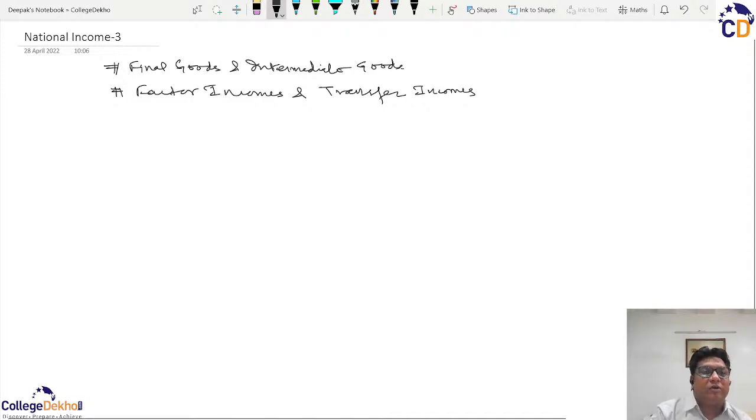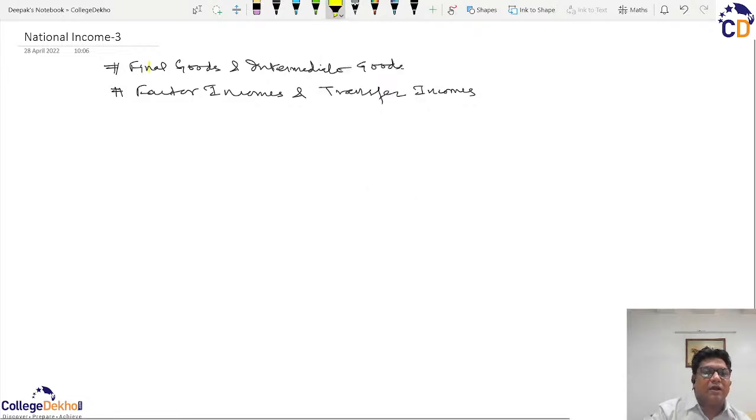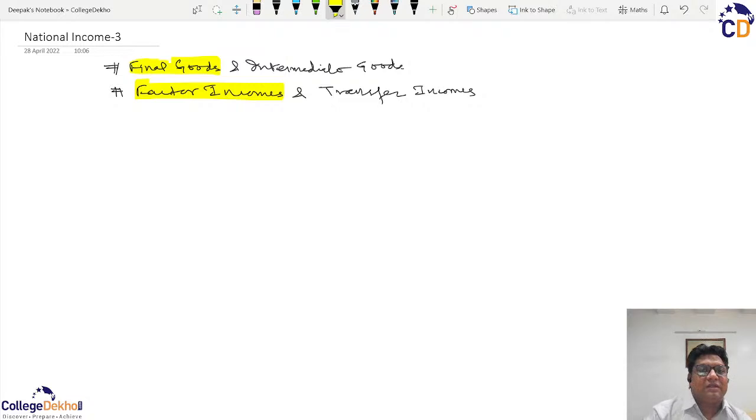And why are they so important? Because only the value of the final goods, and that too as per the factor payments or the factor incomes, will be considered for the calculation of national income. And these intermediate goods and the transfer incomes will not constitute the calculation of the GDP or the national income, because the value of the intermediate goods has already been included in the value of the final goods.